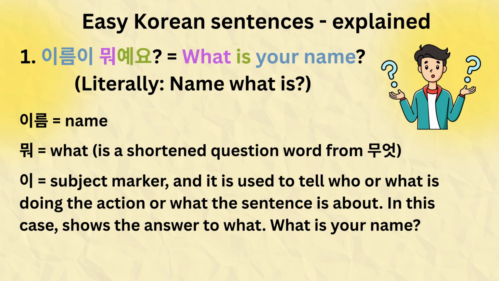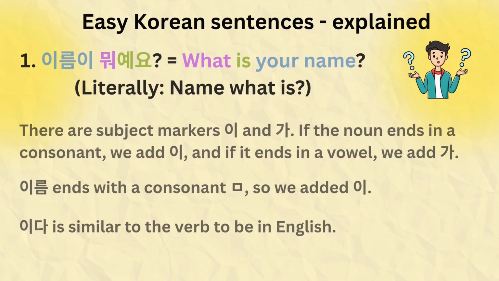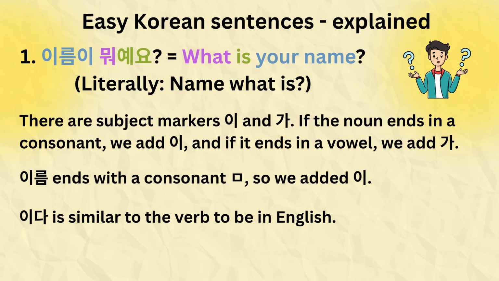이름 is a noun and means name. 뭐 is a shortened question word from 무엇, and 뭐 and 무엇 both mean what. 이 is a subject marker, and it is used to tell who or what is doing the action or what the sentence is about. In this case, 이 shows the answer to what is your name. There are subject markers 이 and 가. If the noun ends in a consonant, we add 이, and if it ends in a vowel, we add 가.